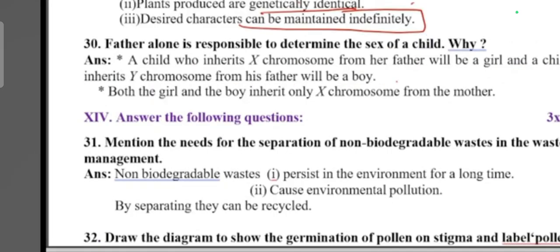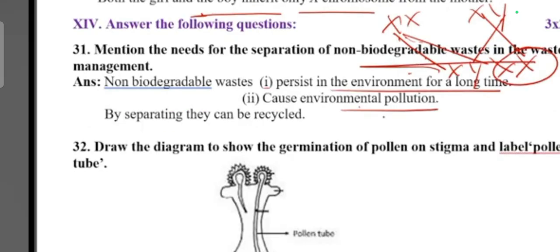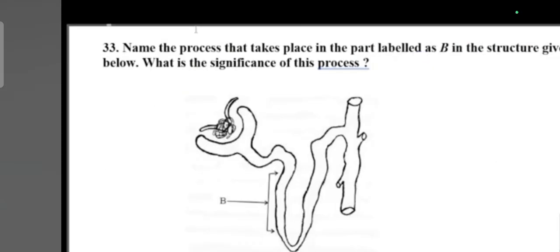Next, 2 mark questions. Mention the need for the separation of non-biodegradable waste in waste management. Next one, draw the labeled diagram of the germination of pollen on the stigma and label the parts. Name the process that takes place in the part labeled B in the structure given below. What is the significance of this process?